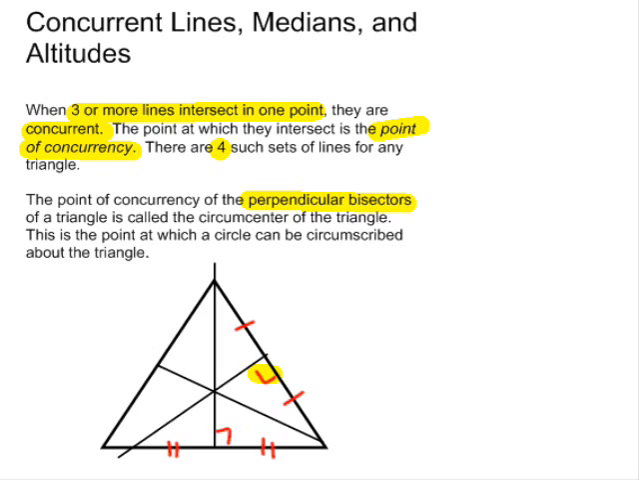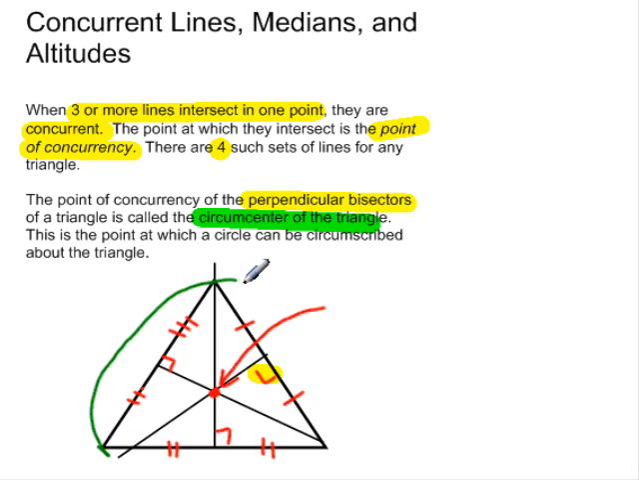Notice that all three of those perpendicular bisectors do intersect at a point. Now, that point is very special to us. That point is what we call the circumcenter of the triangle. What does that mean? That means that we should be able to draw a circle where all of these vertices are on the edge of the circle, and this would be our center.